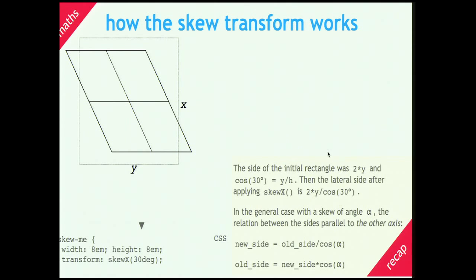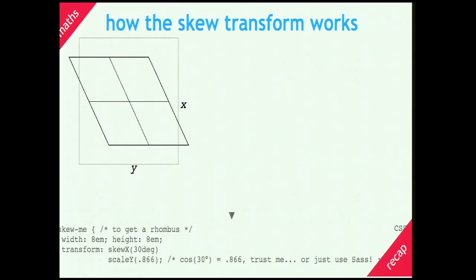So since the side of the initial rectangle was 2y, and the cosine of this angle is y over the hypotenuse, which is just half of the initial side, that means that applying the skew gives us a lateral side of 2 times y over the cosine of 30 degrees in our case, skew angle in general. So we need to scale down along the y-axis by the cosine. This is the factor. And I usually don't compute this kind of stuff. I usually use SASS, but I just wrote it like this time.